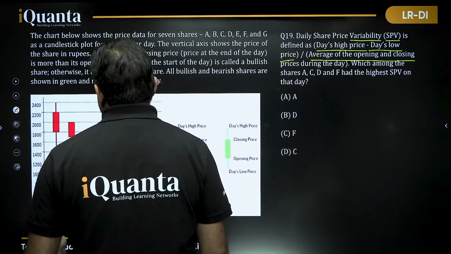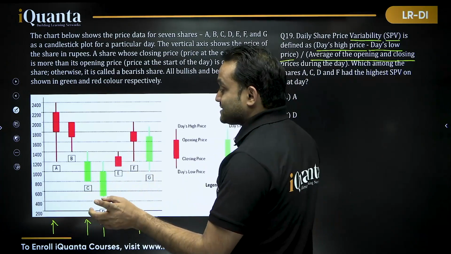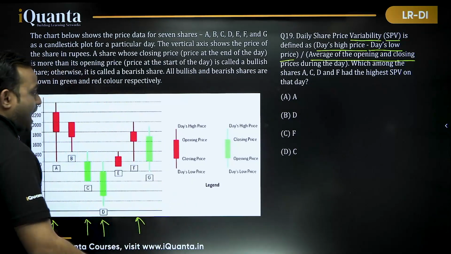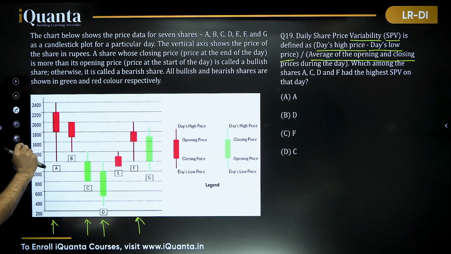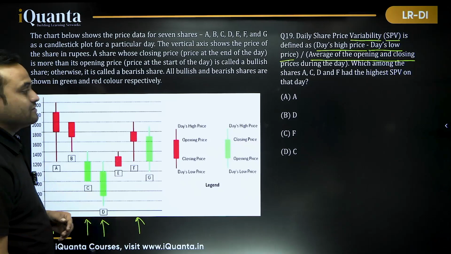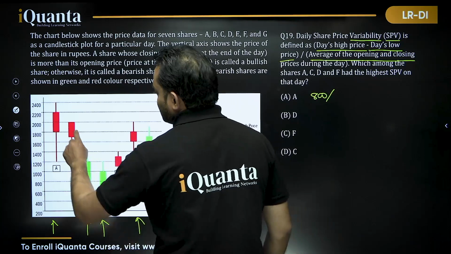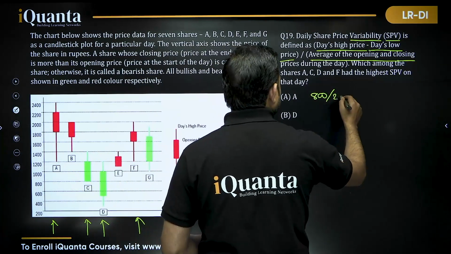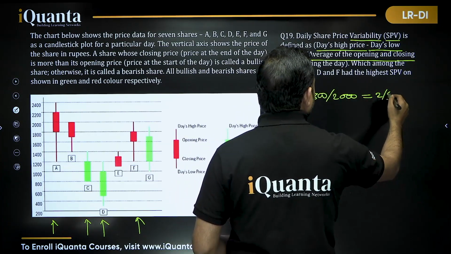So let's check it. In case of A, what we need to find? The difference between high and low price divided by the average of opening and closing price. So high and low, the top of the candlestick, the bottom of the candlestick, 2000 minus 1200, 800, divided by the average price, 2200, 1800, 4000. The average will be 2000. So this is equal to 2 upon 5.